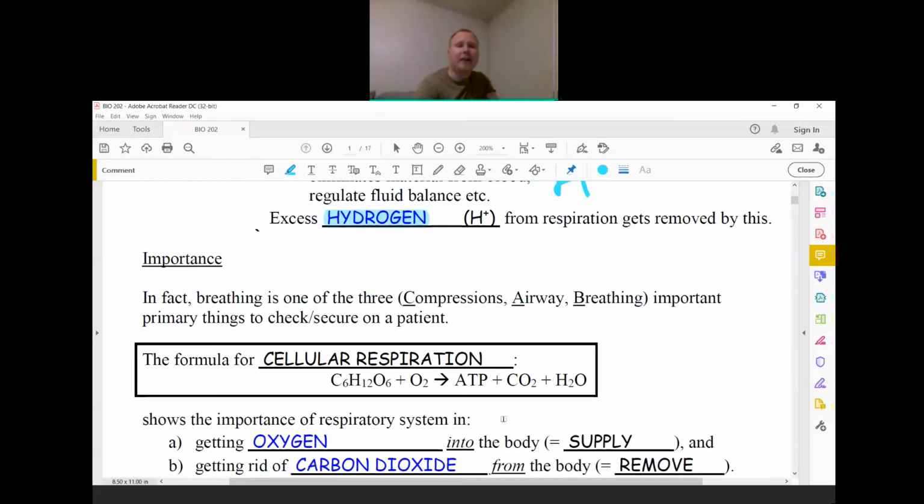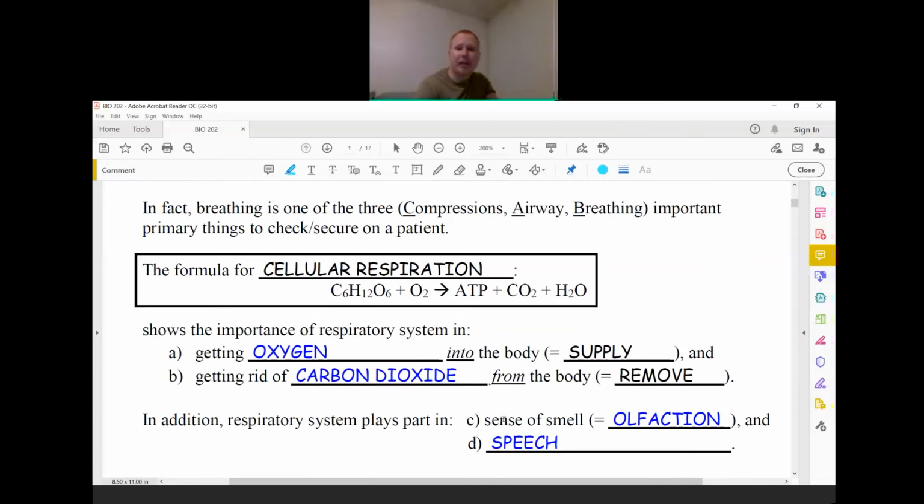I listed at the very beginning of when you started looking at the respiratory system, 3 things that are most commonly taken care of if you're, for example, a paramedic or first aider or deal at the emergency room with patients coming in. There's 3 things that we're most concerned about. We're concerned, is the airway open, and if the airway is open, then we're concerned, does the patient breathe?